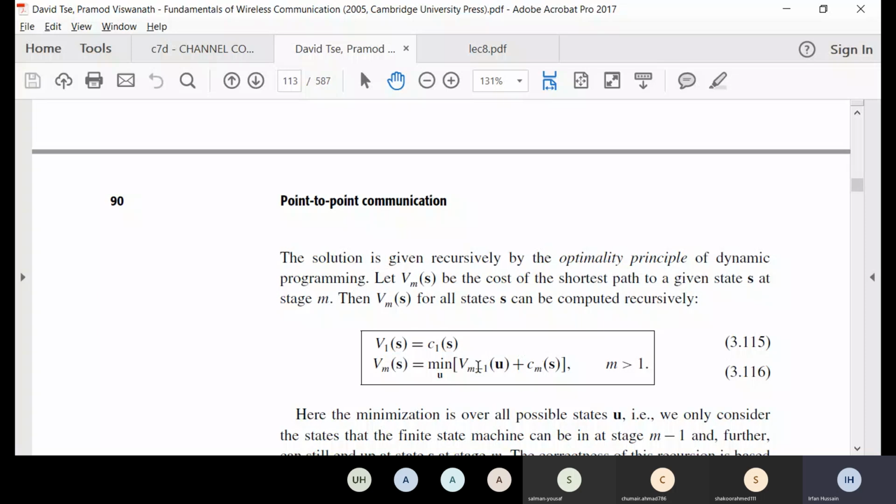Now what will be m-1? M-1 will be m-2 and cm-1. In this way, at the last step, your v1 will be c1s. So you will say I will find the most optimum path in the first step. All the other paths will be calculated based on that optimum path. So at every stage, once we finalize our path, that will be the optimum path.